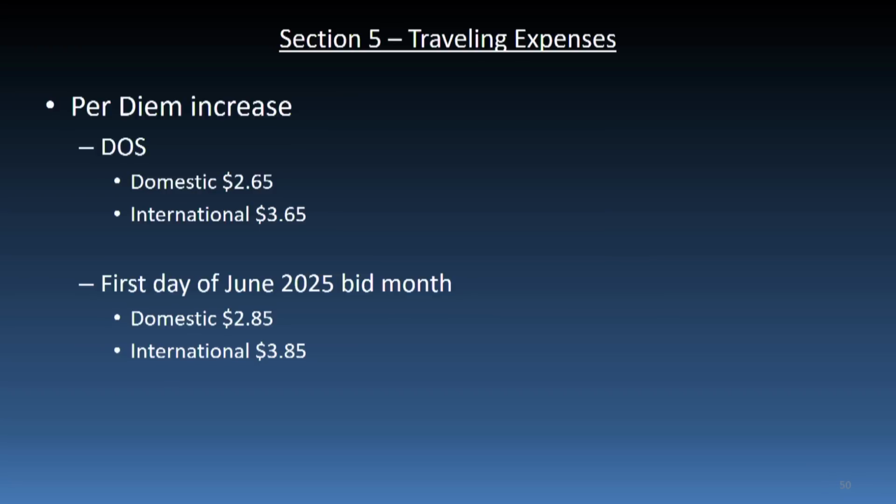The company pointed out that 265 gets you to just under $64 a day, which is the max tax-free number for most of the places that we go domestically. So it didn't make a whole lot of sense to create taxable income where the government's getting 30 or 40% of our per diem payments. So we settled on 265 as that number. On the first day of the June 2025 bid month, domestic goes up to 285, and international goes up to 385.